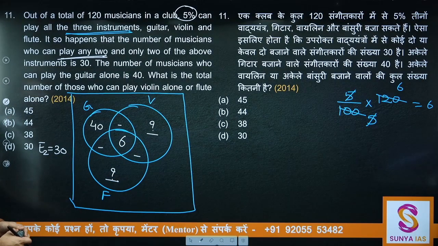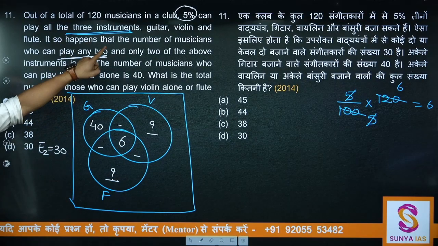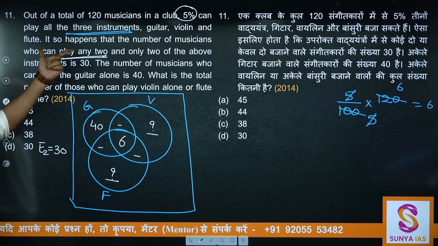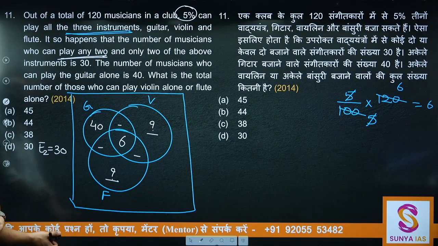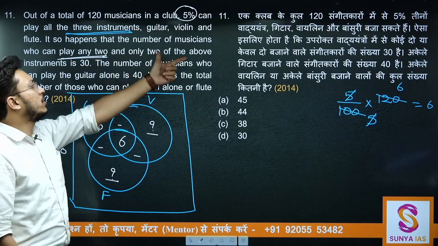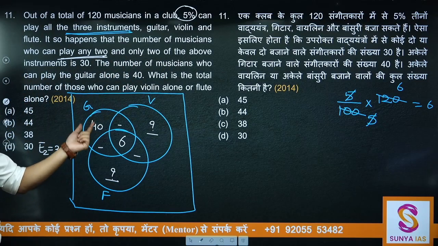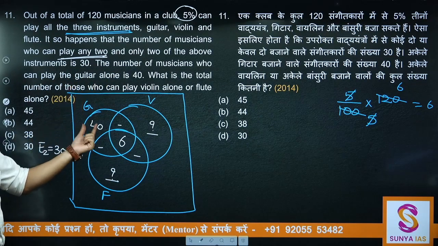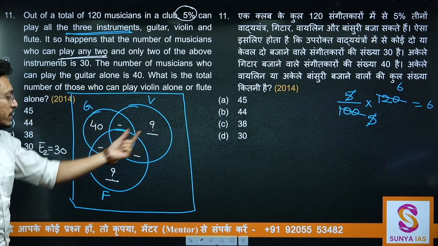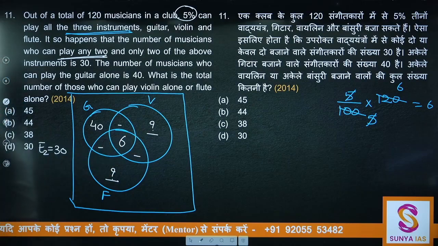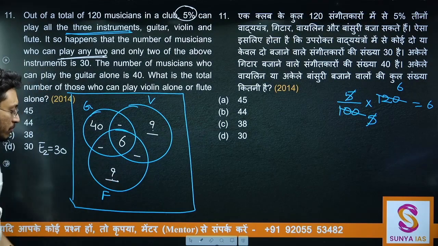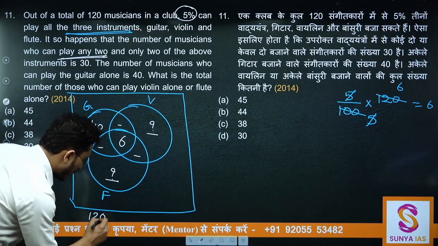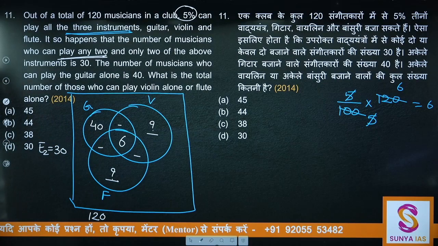Out of the total, 5% can play all the three: guitar, violin and flute. It so happens that the number of musicians who can play any two and only two of the above instruments is 30. The number of musicians who can play guitar alone is 40. So this is given to you. We need to find this data: what is the total number of those who can play violin alone or flute alone? So this and this we need to find out. Total musicians are given as 120 here, so 120 musicians are given in this question.